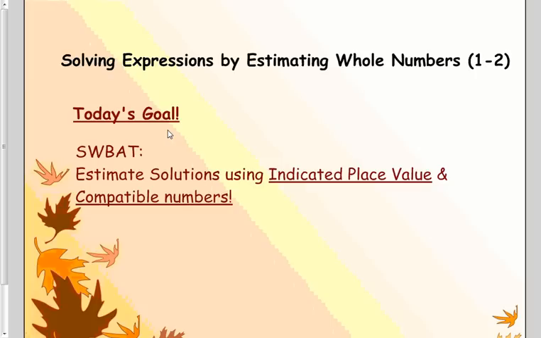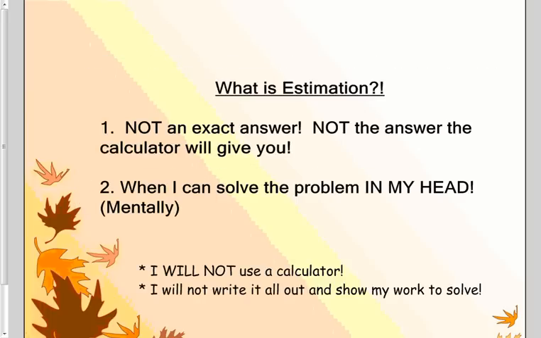Today's lesson is on solving expressions by estimating whole numbers. So we're going to learn two types of estimation strategies. Today's goal: students will be able to estimate solutions using indicated place value and compatible numbers. These are the two strategies that I find to be the most helpful.